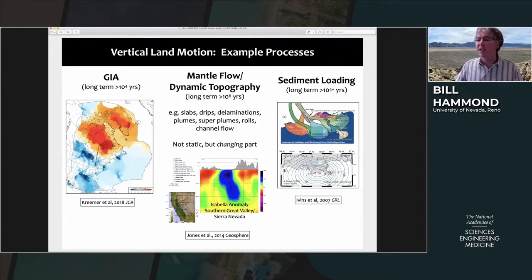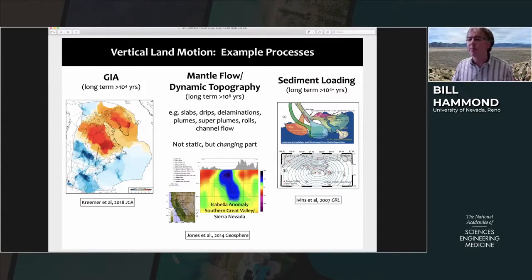GIA is certainly the biggie on Earth. It has the biggest spatial scales, and I'll discuss this more later, but it has a very big impact on the overall figure of the Earth that changes over time. So with regard to GPS measurements, GIA is a very steady process. It doesn't change much, so it goes into the trends of the data that we're going to look at.